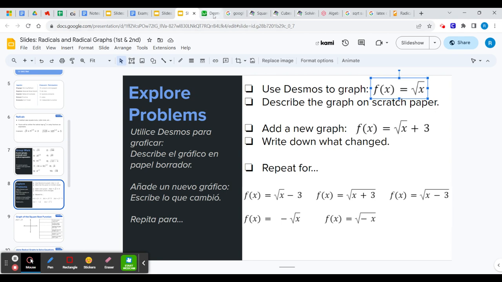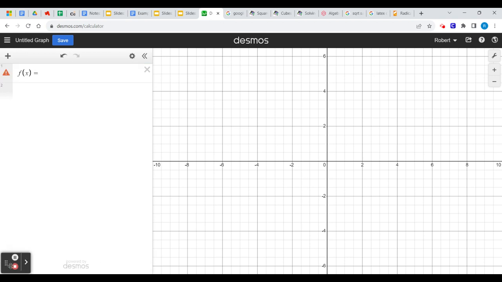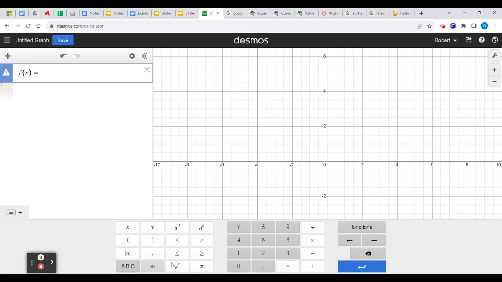So if I go to my Desmos screen, we'll have f of x equals the square root of x, and you can either type in SQRT, let me do that again, SQRT, in order to get that square root sign, or you can use this keyboard here down in the bottom of Desmos and find the square root symbol and then type in x.